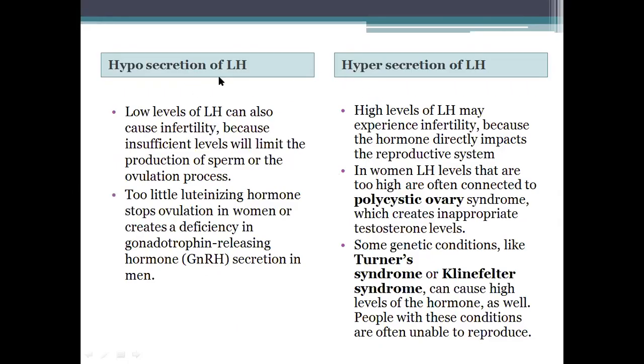Now, what is the abnormal situation? Under the hyposecretion of the LH, low levels of LH may result in infertility, and too little luteinizing hormone stops ovulation in women, because we all know very well luteinizing hormone is very essential for the rupturing of the ovarian follicles. And under the hypersecretion of the luteinizing hormone, there is more and more production of the luteinizing hormone. This may result in again infertility conditions, because optimum secretion is very, very important.